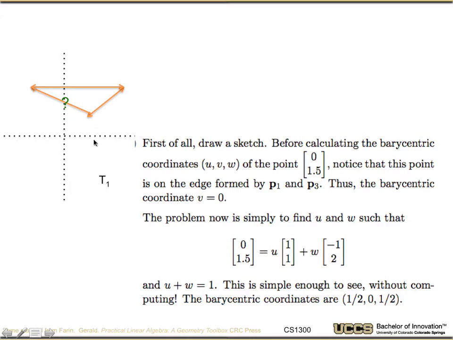So as soon as I recognize that, the barycentric coordinate of the third element, v, has got to be equal to 0. So now I've reduced it from a 3 unknown problem, u, v, and w, to just u and w. And now I have to simply find the 2 by 2 solution to 0, 1.5 is u times 1, 1 plus w times minus 1 and 1/2. I can put that together in a matrix and go ahead and solve it, although you can actually see without a lot of work that you can just multiply each of these by a half and you get that answer, because a half, these two cancel each other, and then a half times this gives us 1 1/2.